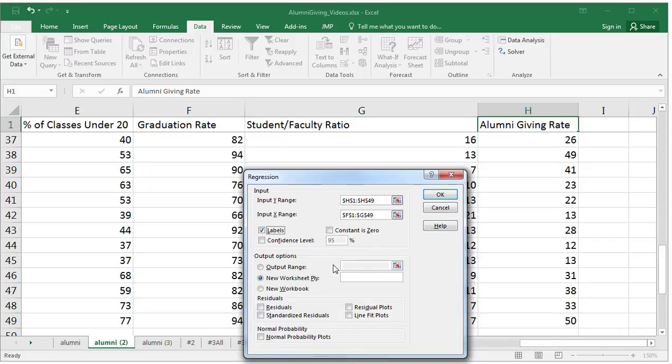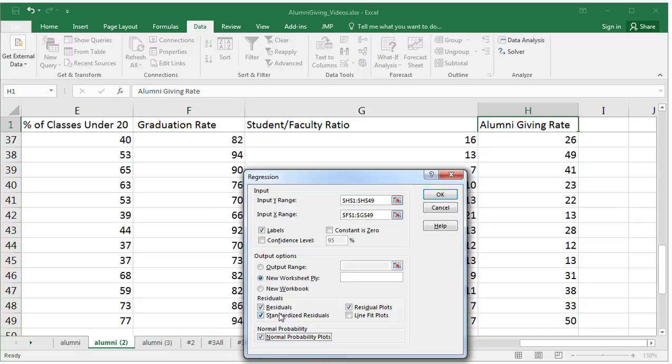And now the thing that we're going to do differently this time is we're going to check off residuals, so spit out the residuals, spit out the standardized residuals, spit out the residual plots. I personally am not a big fan of the line fit plots, so I'm not going to spit those out. And then normal probability plots. Let's see if that does anything for us.